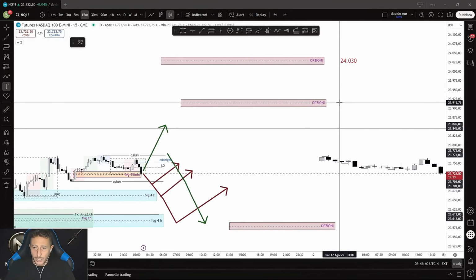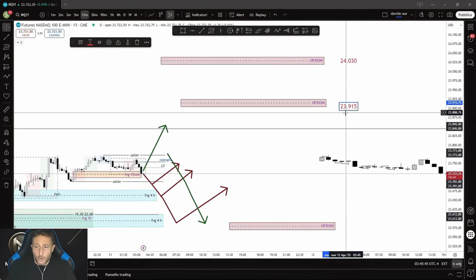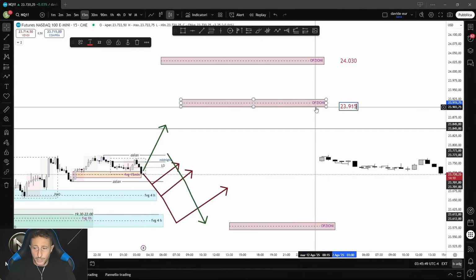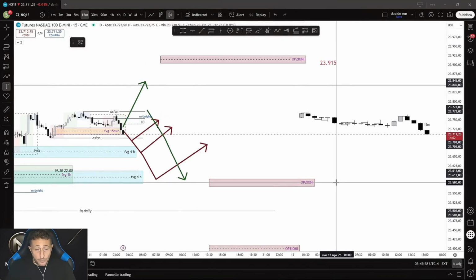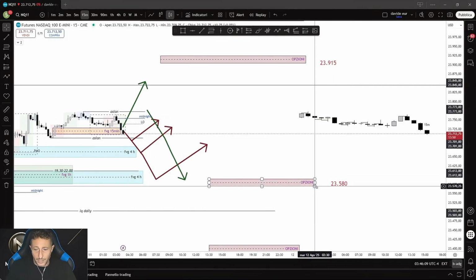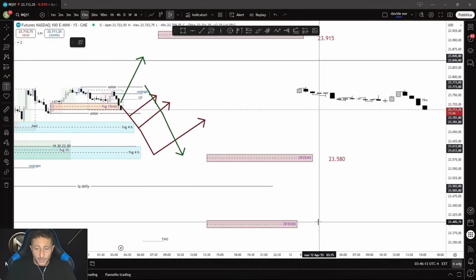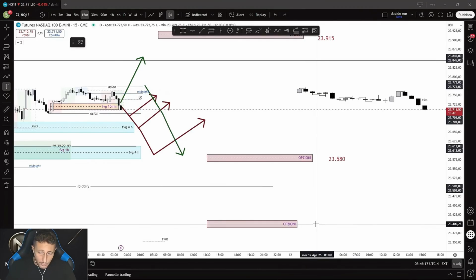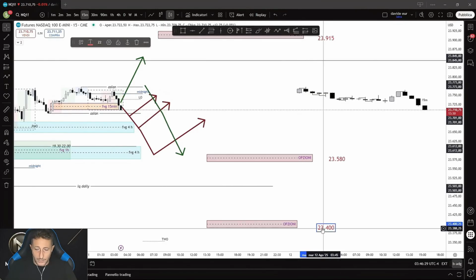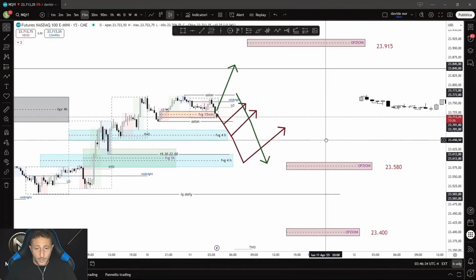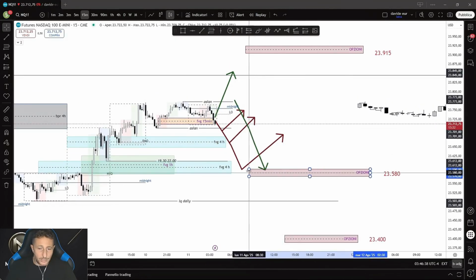Then let's take the second zone, which is 23,915 with the maximum at 23,925 and the minimum at 23,905. Next, let's take another one, the short options zone, also called the put, which is at 23,580. So the maximum is at 23,590 and the minimum at 23,570. Then we move on to the second option zone, also known as 0DTE or put, the second put, which is at 23,400. So we have the maximum at 23,410 and the minimum at 23,390.